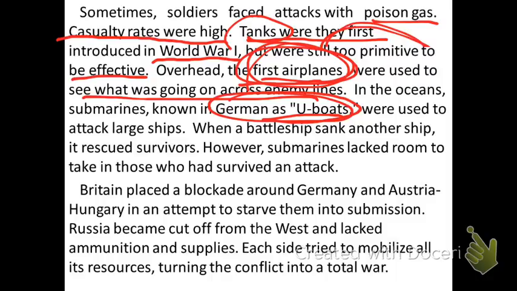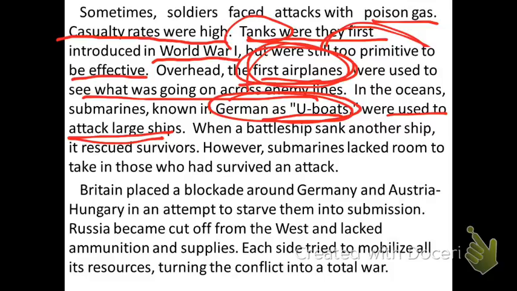So even though U-boats were used to attack large ships, and they were very effective, they weren't going to win the war. So the tanks, the airplanes, the poison gas, the U-boats were effective. They killed lots of people, prolonged the war, but you're not going to win the war like that. You need boots on the ground. And that takes us back to the trench warfare.